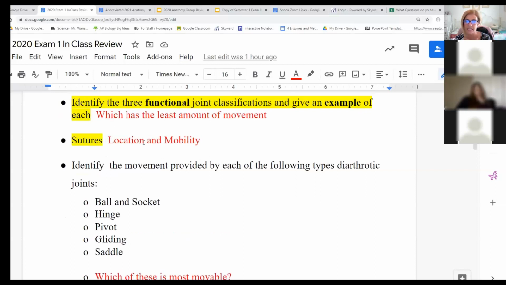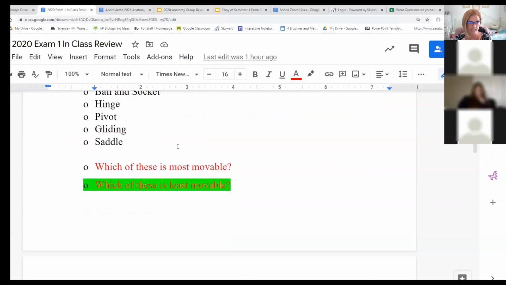Sutures are found in the skull and they do not move. Most of us have that. A couple of us didn't.